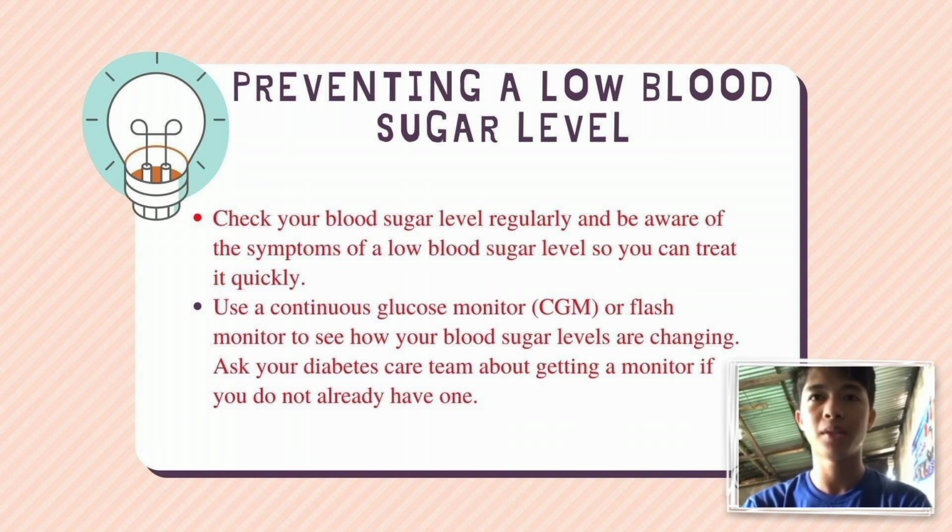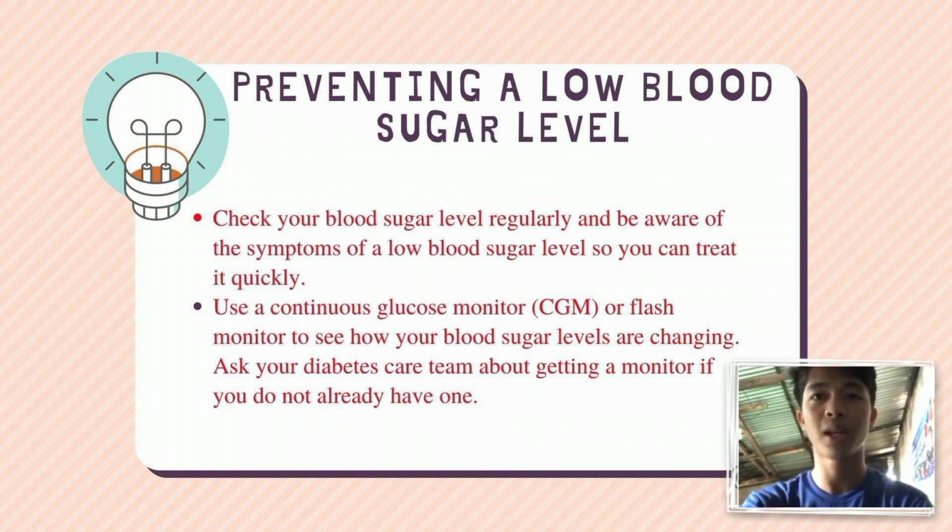If you have diabetes, you can reduce your chance of getting a low blood sugar level. If you check your blood sugar level regularly, be aware of symptoms of a low blood sugar level so you can treat it quickly. Use a continuous glucose meter, CGM, or flash monitor to see how your blood sugar levels are changing. Ask your diabetes care team about getting a monitor.